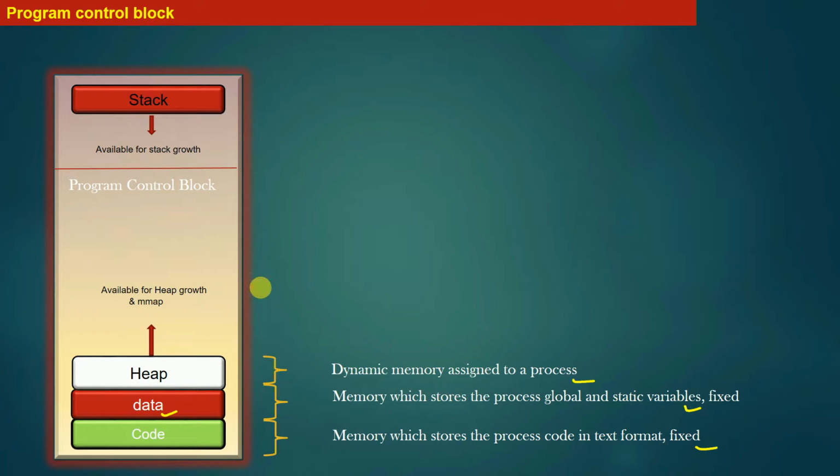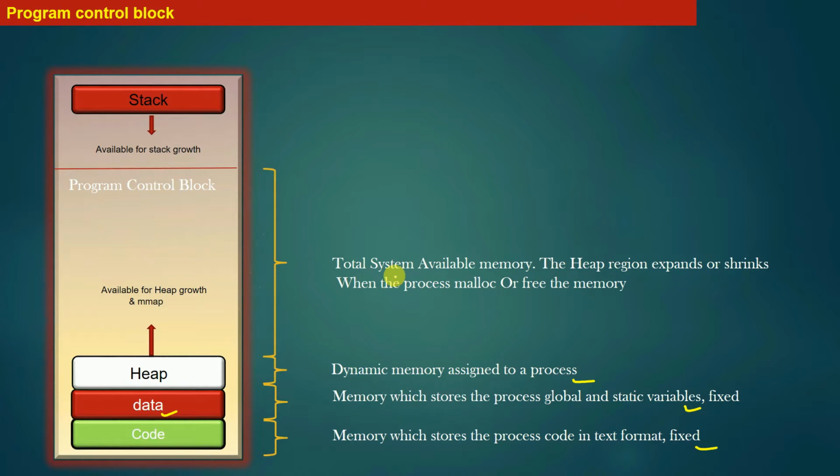Now the remaining portion of the virtual address space is actually the total system available memory. So it is the portion of virtual address space that is still available to your process to be allotted. The heap region expands or shrinks when the process mallocs or frees the memory. So this is the heap region.